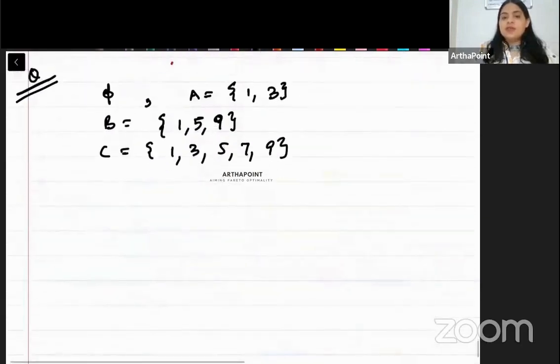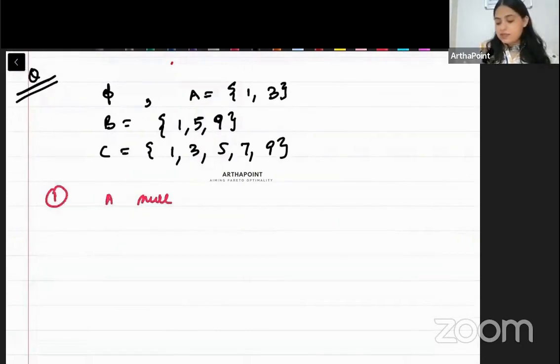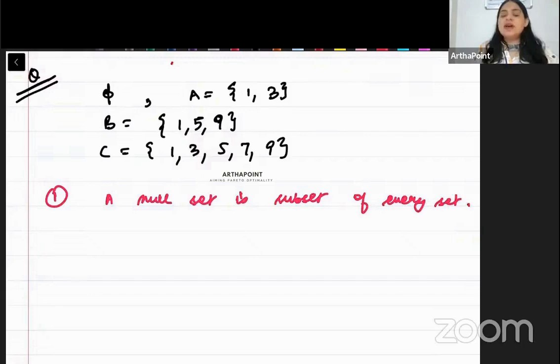So beta, as you can see clearly, you should first know that a null set is subset of every set. Null set हर set का subset होता ही होता है. A null set is a subset of every set. So which means that beta, null is a subset of B, null is a subset of A, null is a subset of C. ठीक है?